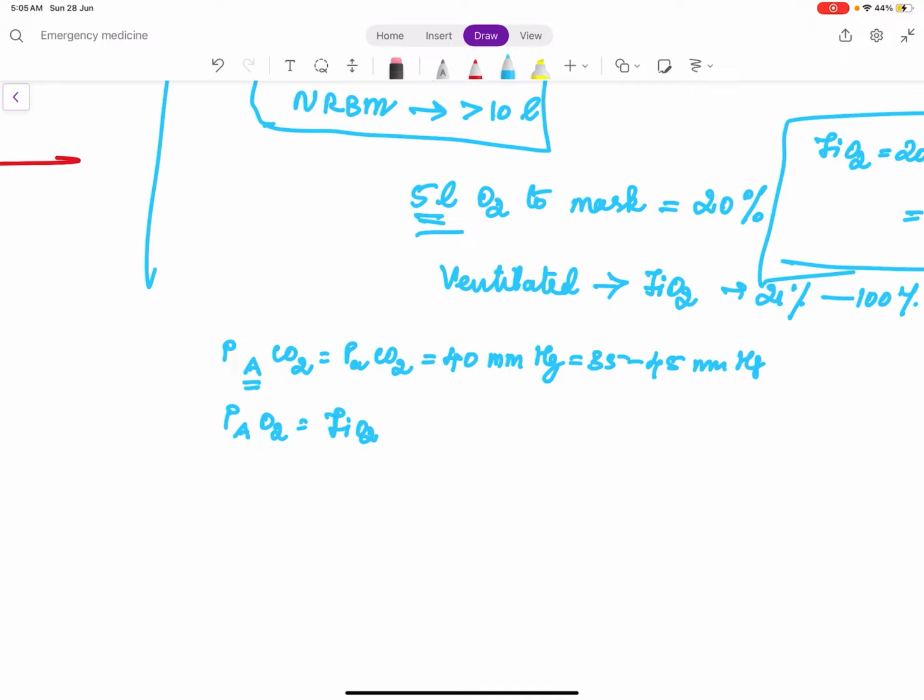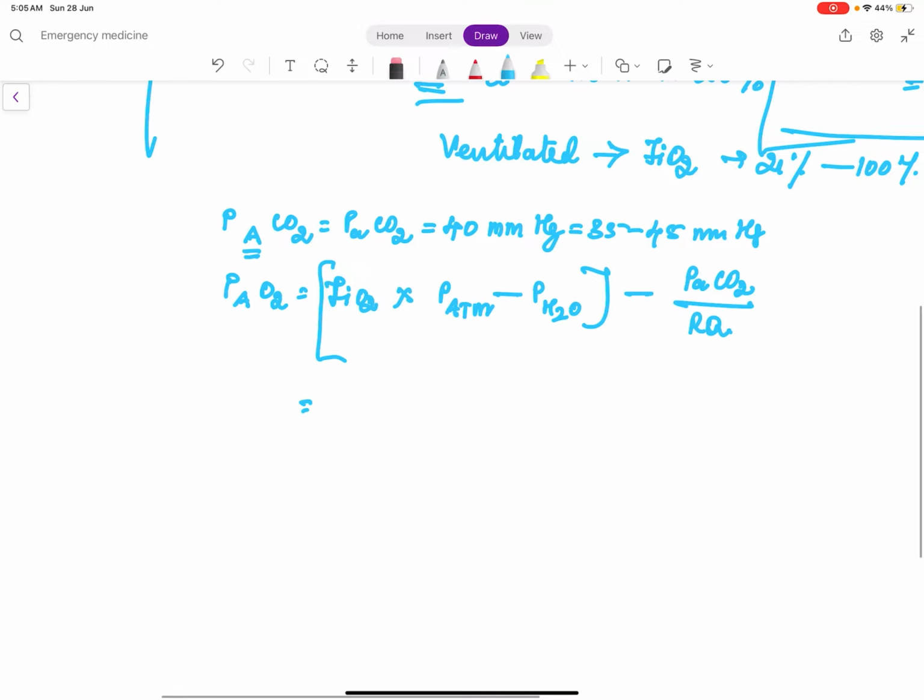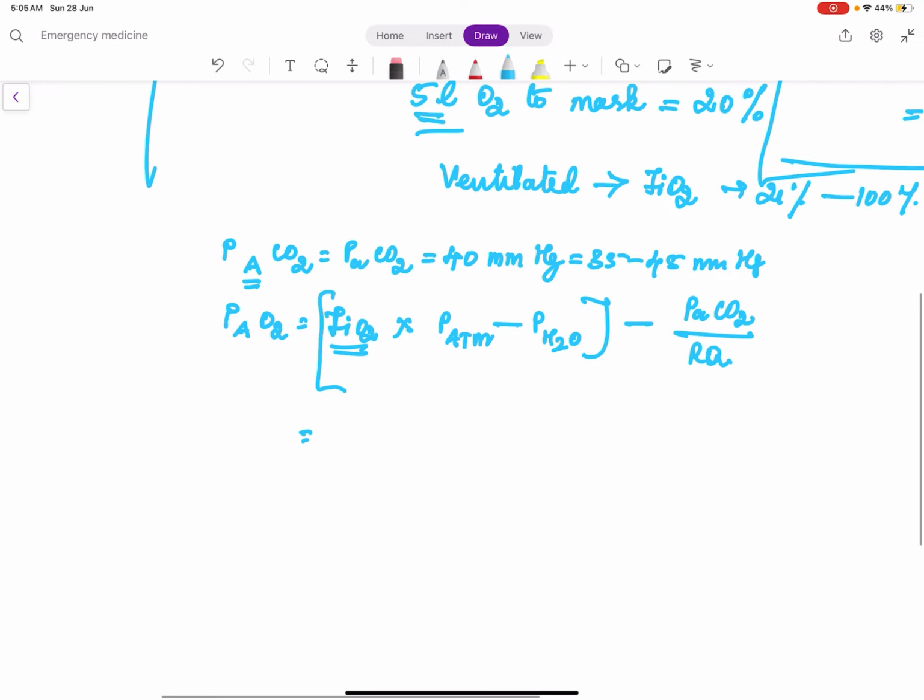FiO2 into atmospheric partial pressure minus partial pressure of water vapor. This comes as a full bracket, minus arterial CO2, since arterial CO2 and alveolar CO2 are both the same, divided by respiratory quotient. We are not going to discuss the actual physiology. FiO2 is very important to know. Atmospheric pressure varies by the level at which we are standing. For example, at sea level, the atmospheric pressure is 760 millimeters of mercury, which we have discussed in UG days. And the partial pressure of water vapor is 47.